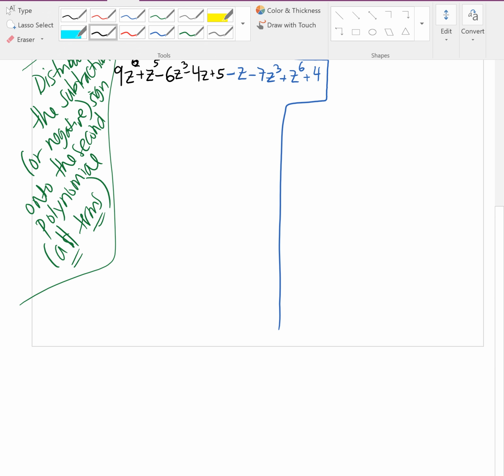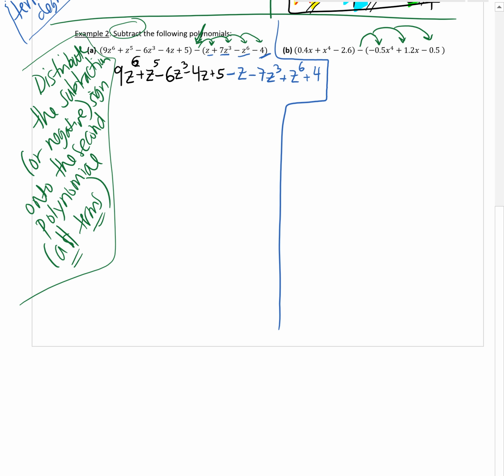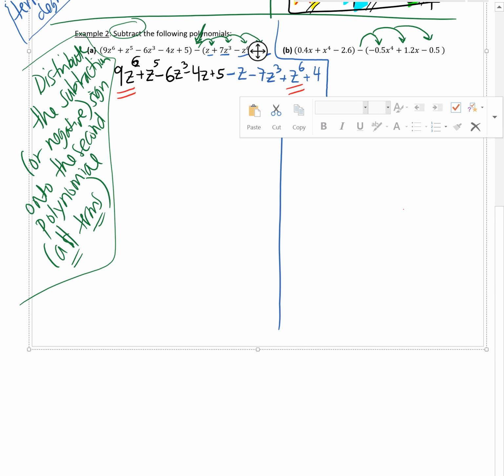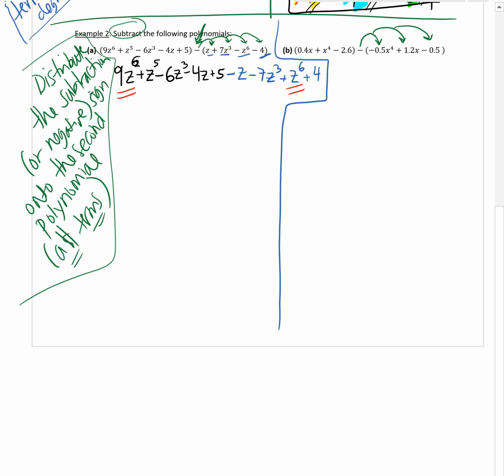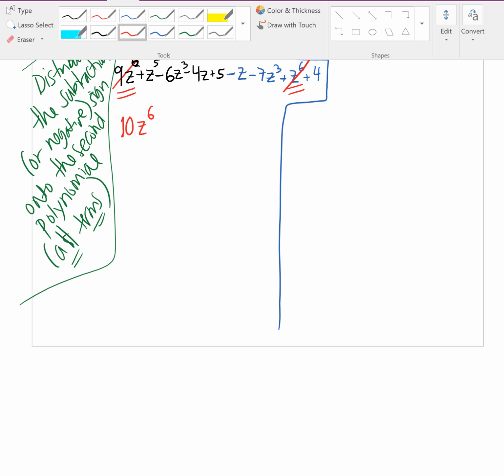And then I'll just be looking for like terms. I see a lot of like terms, but I want to look for the largest exponent, because I want to make sure I write it in descending order of powers. I see that I have a z to the 6th twice here: a 9z to the 6th and a 1z to the 6th. So it's 9 plus 1, that's 10z to the 6th. That's how those guys will combine. It helps me sometimes, because there's so much going on, to cross them out when I add them. That way I don't worry about them, and I can just focus on what's left.